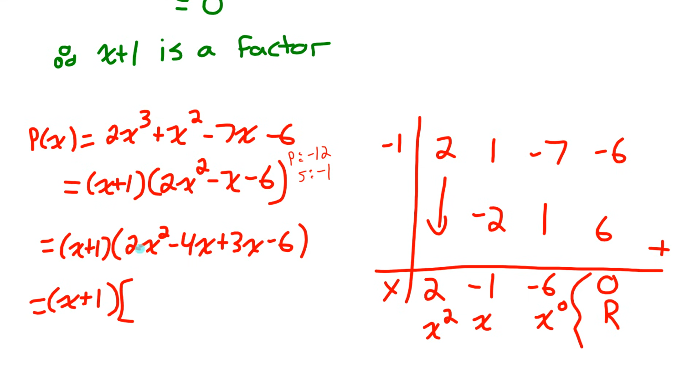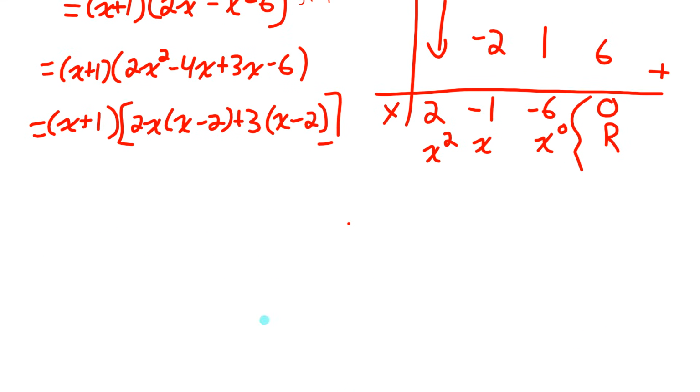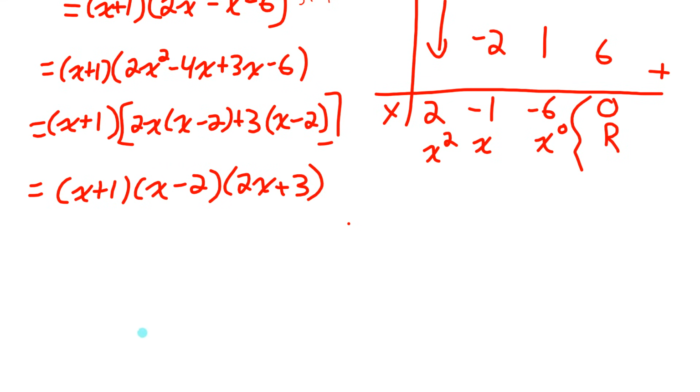Take a common factor from the first two terms. I would take out a 2x and get x minus 2. Take a common factor from the last two terms, so take out a 3, and I get that common binomial of x minus 2. So I can common factor out the common binomial, and my final factored form would be x plus 1 times x minus 2 times 2x plus 3. And there we go, it's been fully factored.